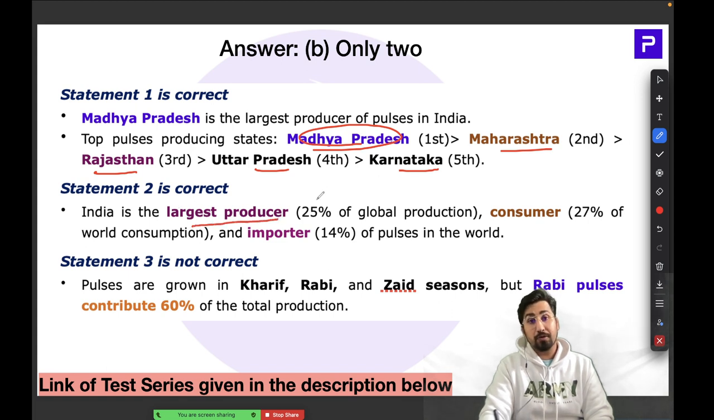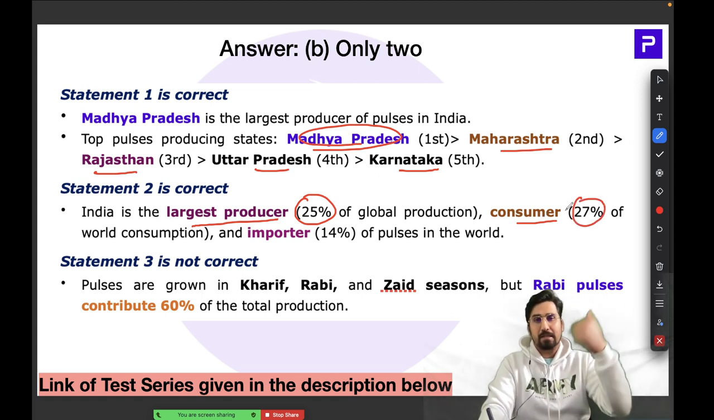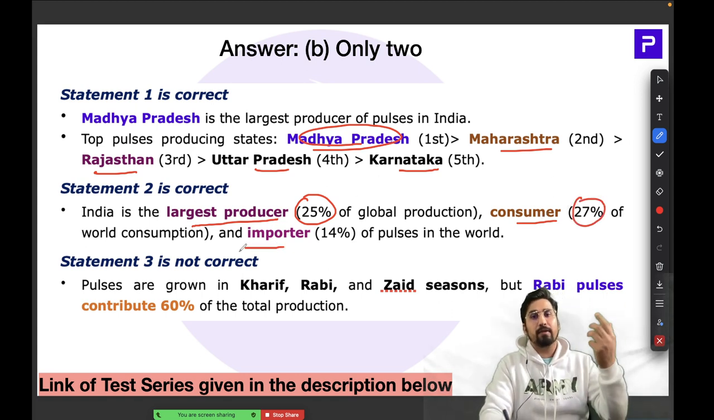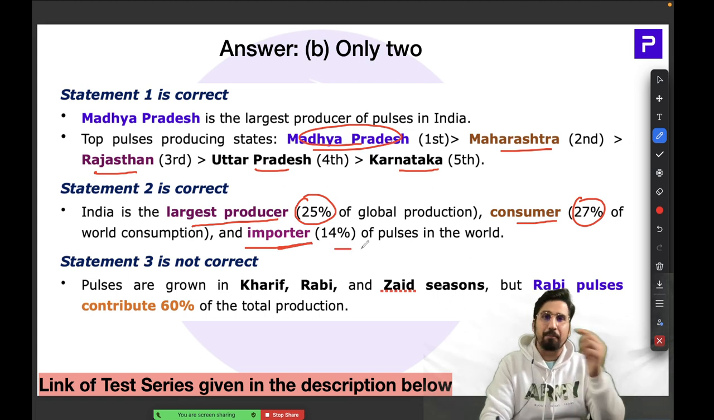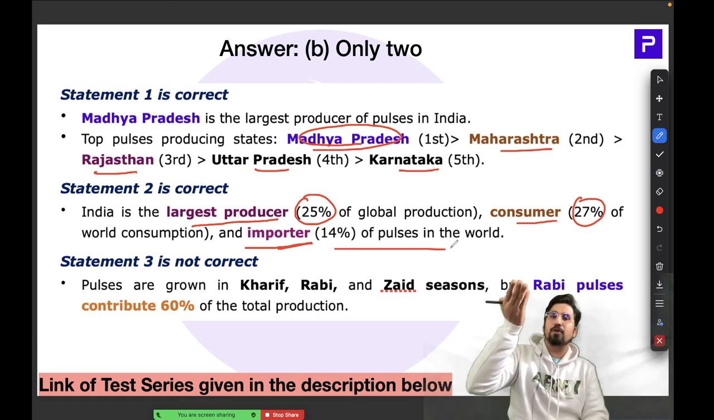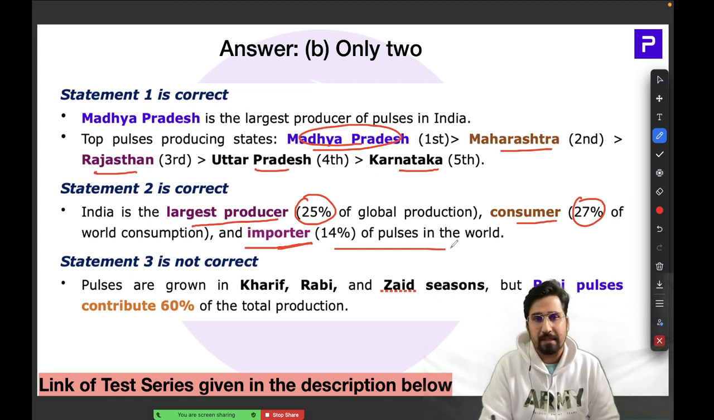India is the largest producer because we are producing 25% of the global production of pulses. We are the largest consumer also. 27% of the pulses are consumed in India. And that is why you see our production is still less than the consumption. That's why we have to import also. So India becomes an importer also of the pulses, because our consumption is more than whatever maximum we are producing. So we are also importing the pulses.